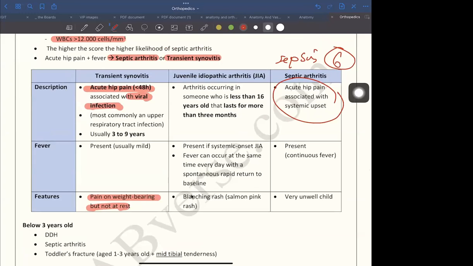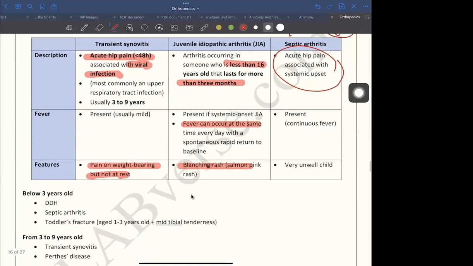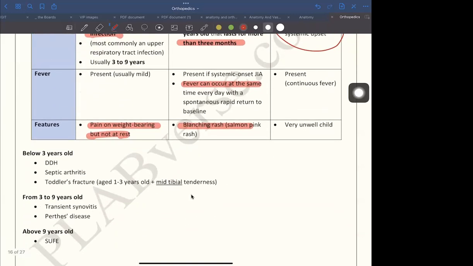There's something called juvenile idiopathic arthritis occurring in someone less than 16 years old and lasting for more than 3 months. Present with systemic onset, fever can occur at the same time as well, and there is a blanching rash. So the difference here is this happens in young people. So this is a very good classification.